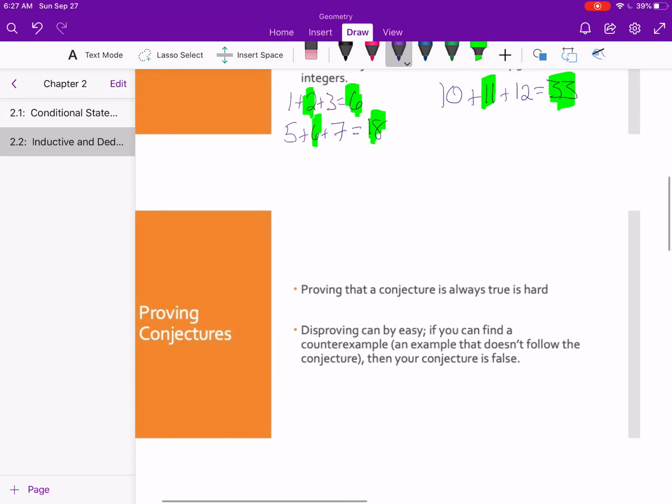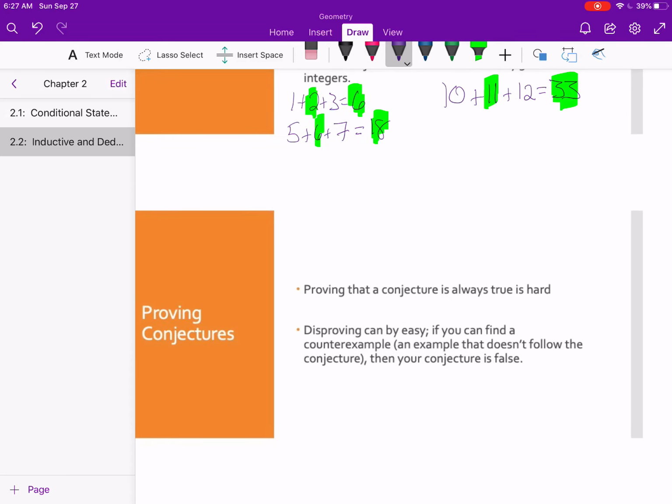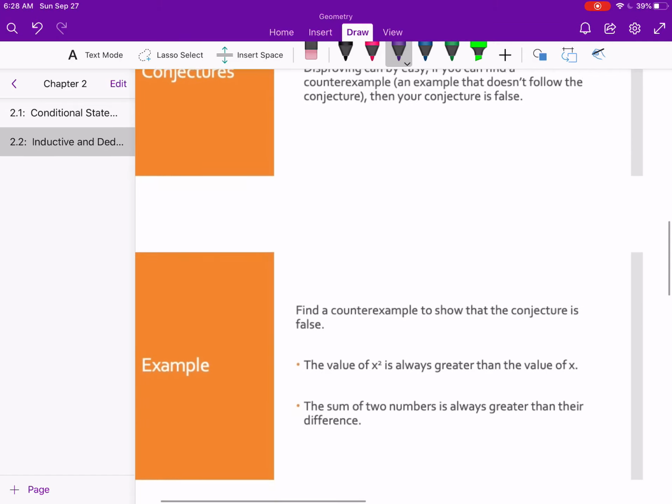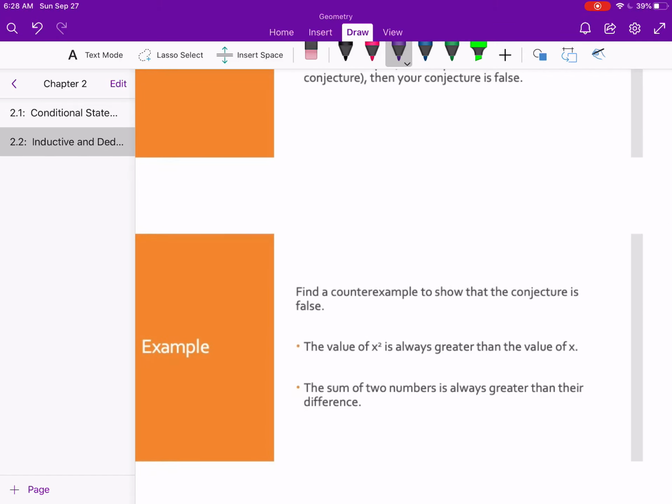So proving conjectures. Proving that a conjecture is always true is hard. It's really hard to prove that something is always, always, always true. The easy thing is disproving. All you have to do is find one example that doesn't work, and then you just proved it false. So let's find a counterexample to show that each conjecture is false.